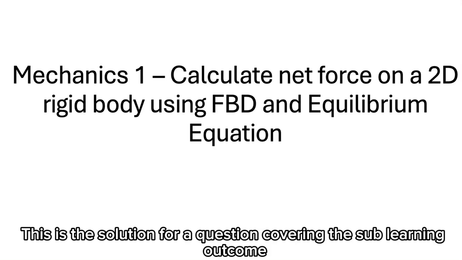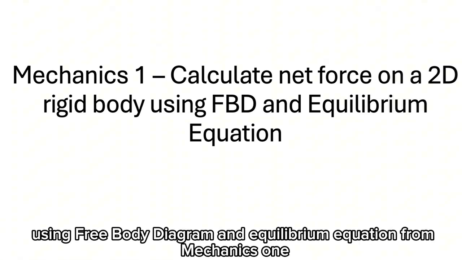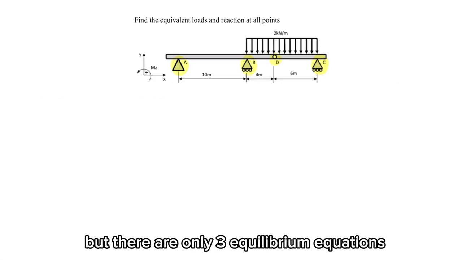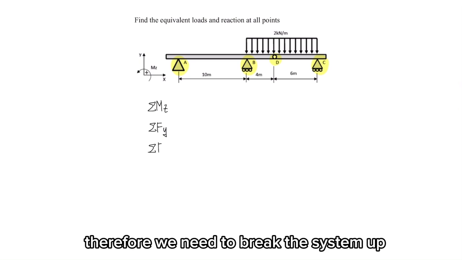This is the solution for a question covering the sub-learning outcome: Calculate net force on a 2D rigid body using free body diagram and equilibrium equation from Mechanics 1. In this question, there are 4 unknowns, but there are only 3 equilibrium equations, which is impossible to solve. Therefore, we need to break the system up.